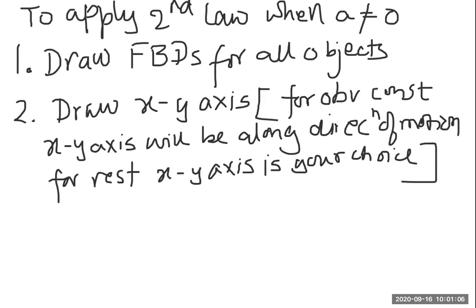So if you know that the motion is happening here, in this direction, obviously then one axis must be taken along that direction of motion. But if you don't know where the motion is going to be, then it is really your choice. Really your choice. And whenever I write your choice, I really mean you will choose horizontal, vertical. In some cases, other choices will make more sense, but most of the time it will be horizontal, vertical.